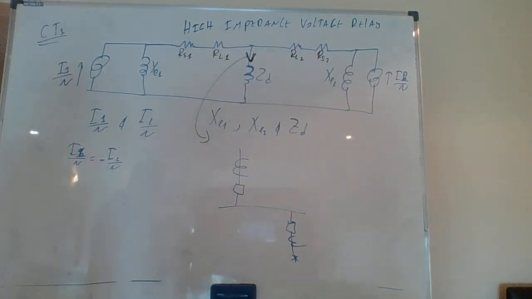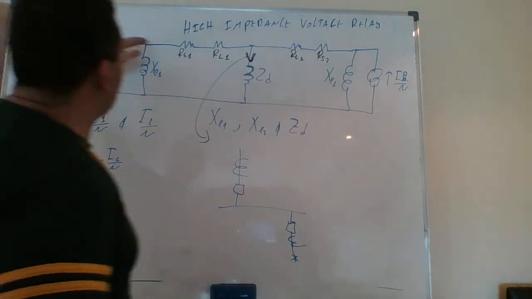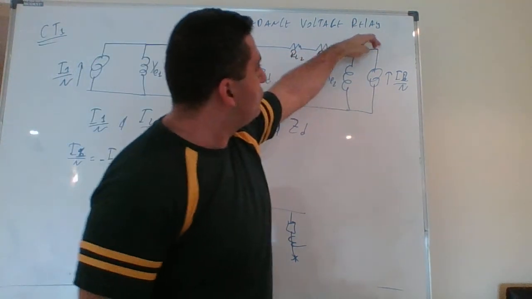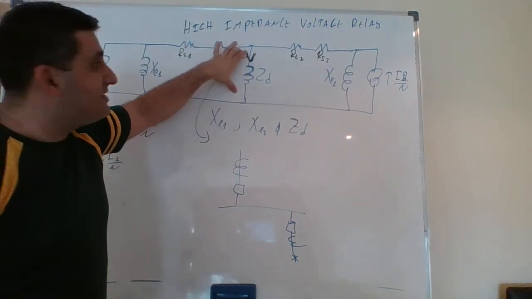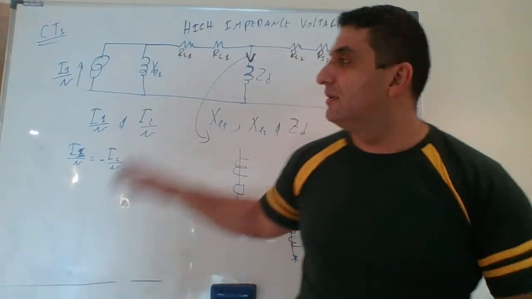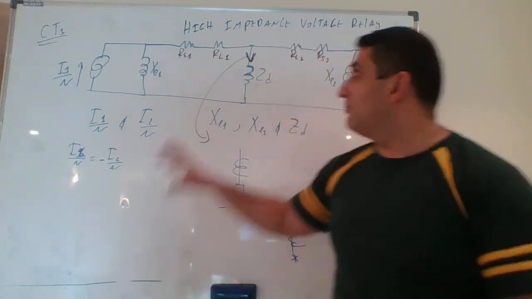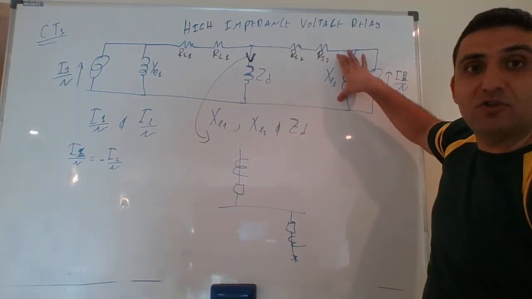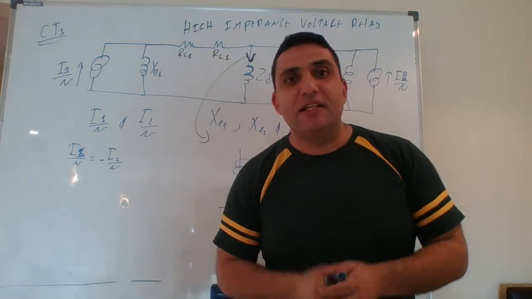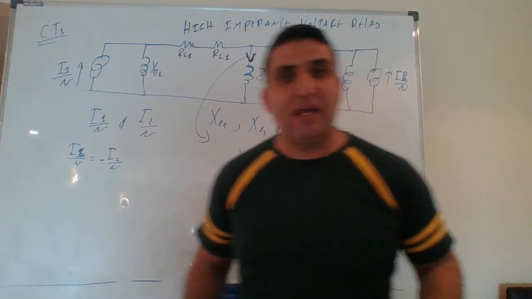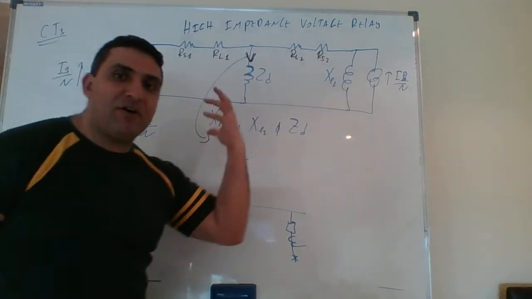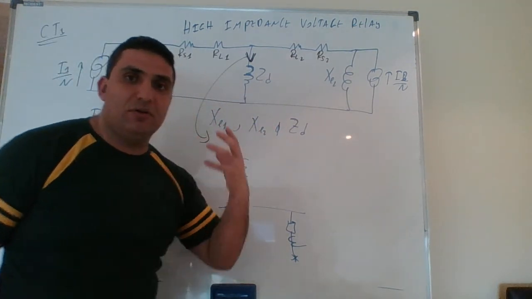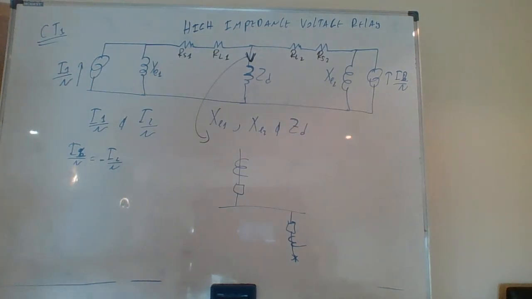Is that clear? So in reality, this will go in and this will go out. So in theory, I'll have almost 0 volt drop across my relay terminals. That's why the relay will not operate. I hope that's clear. Remember, I look at it from a differentiating point of view. Is that clear?